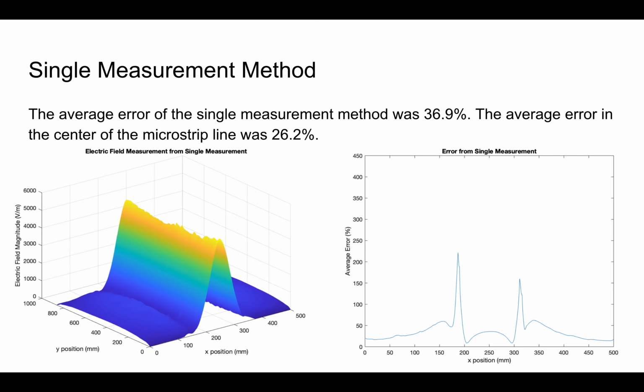The single measurement method managed to recreate the shape of the field, although the maximum value is too low. This is because the average value of a decaying function is always lower than the first value. The peaks in the error are much lower for this function, but it is more inaccurate over the rest of the plane. The average error for this model is 36.9%, and the error at the center of the line is 26.2%.